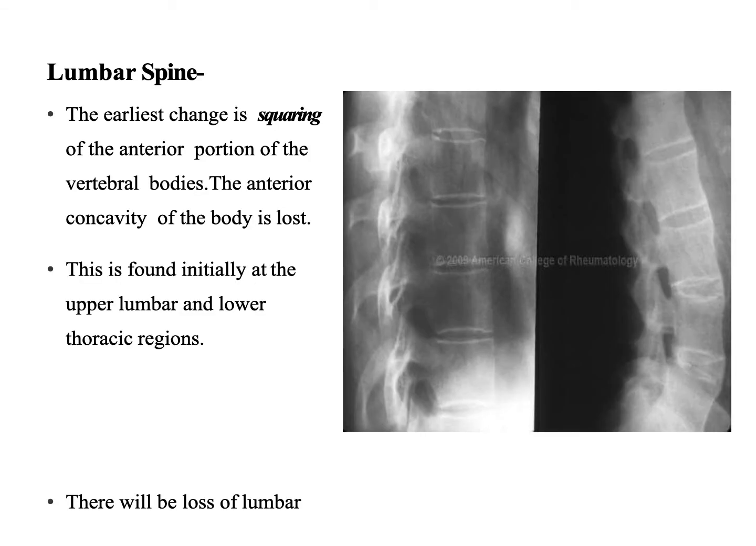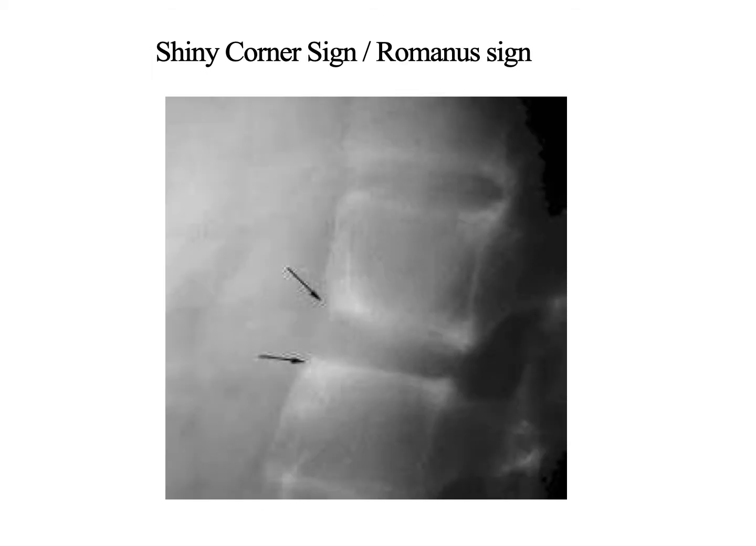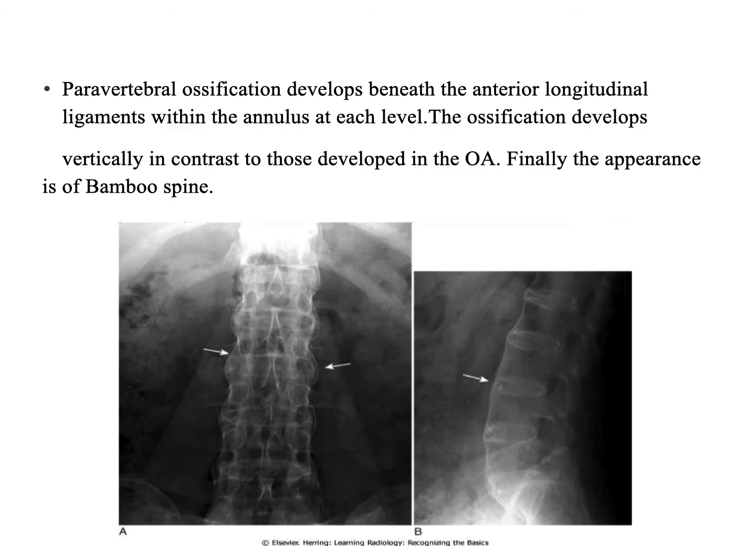In the lumbar spine, the earliest change is squaring of the anterior portion of the vertebral bodies. The anterior concavity of the body is lost. This is found initially at the upper lumbar and lower thoracic regions, and there is a loss of lumbar lordosis. A shiny corner sign or a Romanus sign can be seen on the X-ray. Paravertebral ossifications develop beneath the anterior longitudinal ligaments within the annulus at each level. The ossification develops vertically, in contrast to those developed in osteoarthritis. Finally, the spine takes the appearance of a bamboo spine.